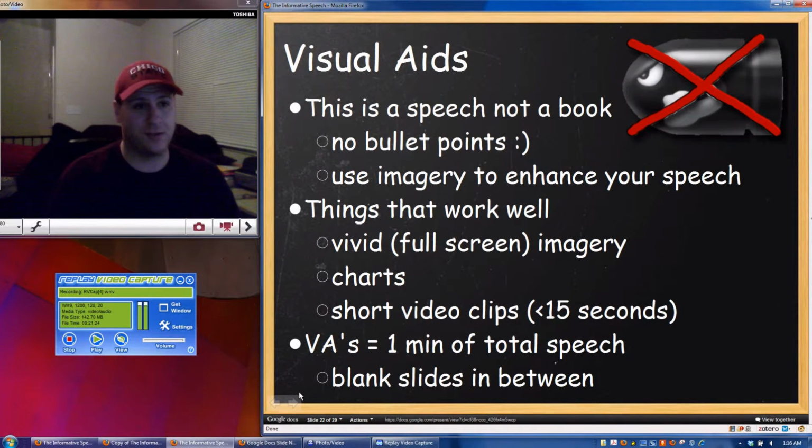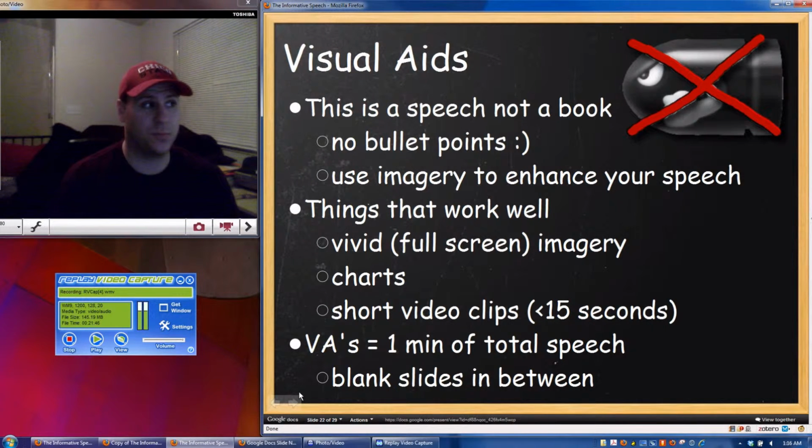So instead, let's use the technology to provide stimulating imagery to your speech and not have your audience reading words off of PowerPoint the entire time instead of focusing on you. So, no slides of text, no bullet points, none of that stuff. Instead, what I want you guys to do is use imagery to enhance your speech.